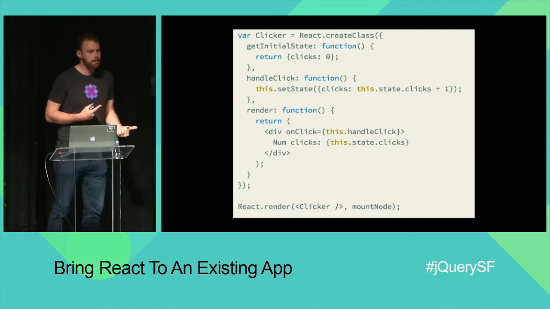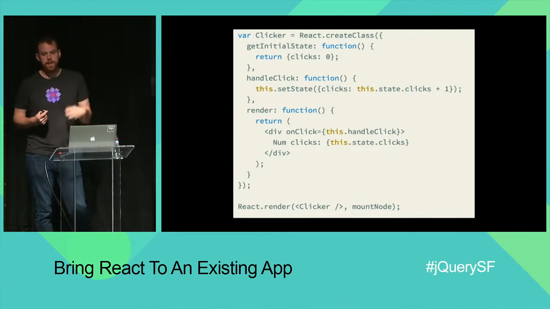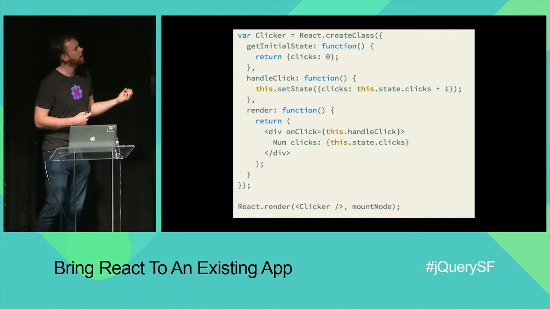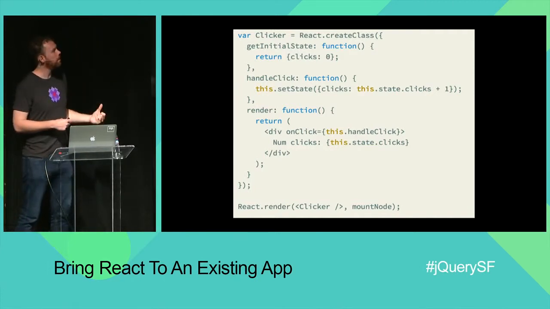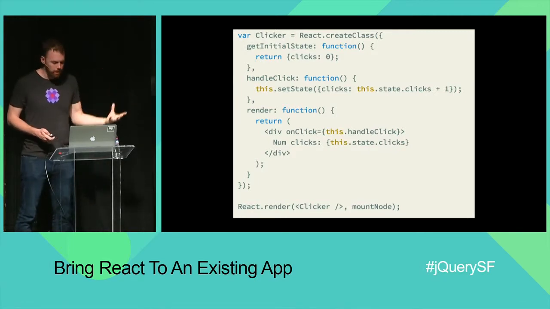When we click on this, the event handler handleClick gets called. setState updates the internal state of this component, which is effectively the model. So it's a little JavaScript dictionary that contains the number of clicks. And then render gets called again, and it's as if you started from scratch, and you blew away the entire old component, and you re-rendered a new one.